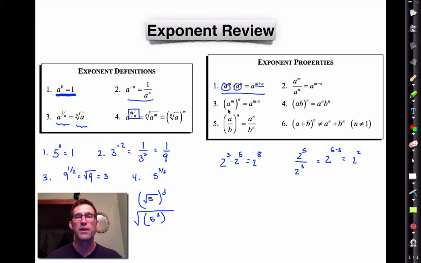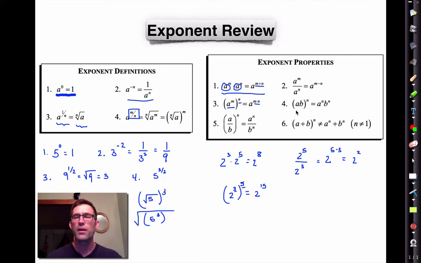On the other hand, when we take something that we have raised to a power and we raise it to another power, then we multiply the two powers. In other words, if I have 2 to the 3rd that is then raised to the 5th, then overall I have 2 to the 15th, 3 times 5, all right?